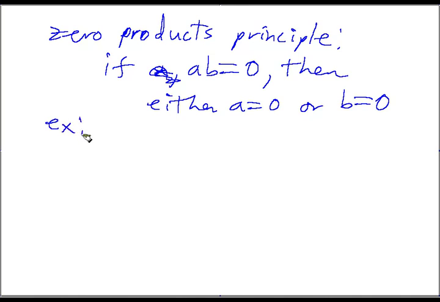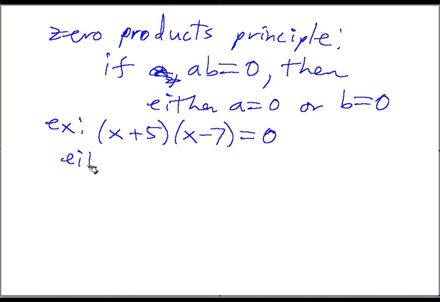Well, for example, let's say I give you two factors: x plus 5 times x minus 7 is equal to 0. The product of these two numbers is equal to 0. What's our conclusion? From the zero products principle, I can say that either x plus 5 is 0, this is my A, or x minus 7 is 0, this is my B.